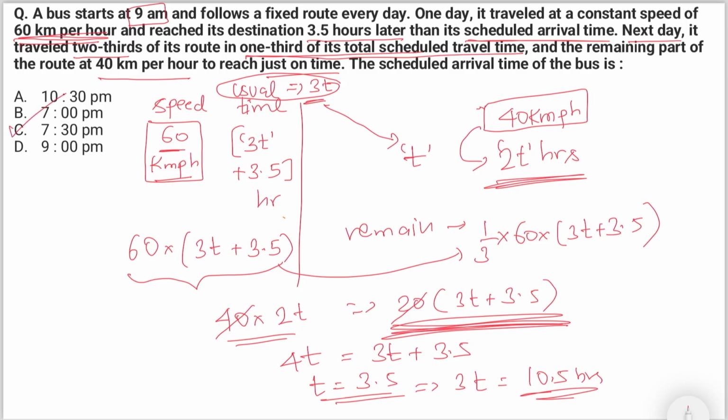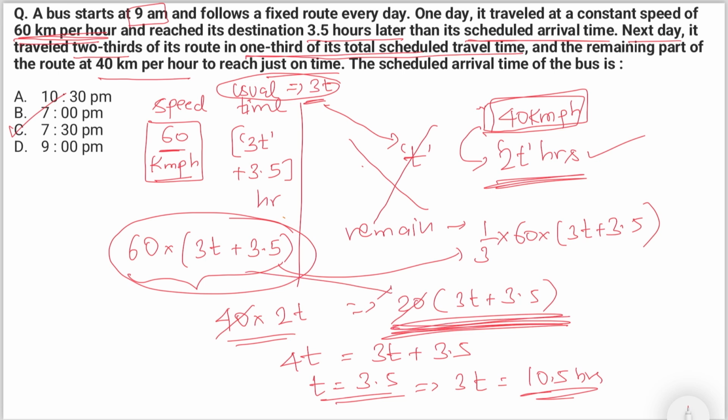So the trick here is to understand that the first 2/3 can be neglected. Only focus on the remaining 1/3. The remaining 1/3 of the distance is 1/3 of this value, which is covered at 40 kilometers per hour in 2t number of hours. The distance covered should be the same. So 40 into 2t is the remaining distance, 1/3 of this. And thereby we get t, and 3t as 10.5 hours. The scheduled arrival time is 7:30 p.m.